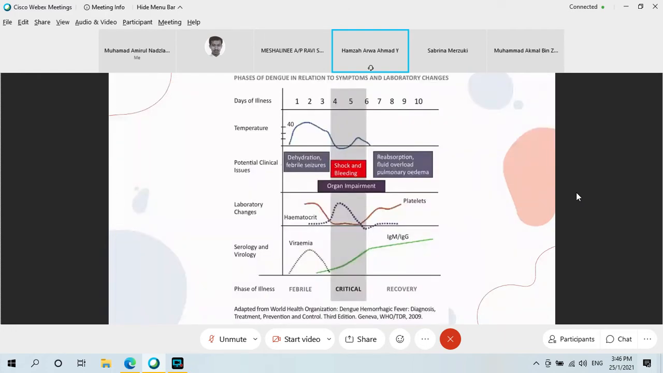So this is a chart that illustrates the phases of dengue in relation to the symptoms and laboratory changes. You can see that each phase has its own symptoms: the febrile phase starts with dehydration and febrile seizure, the critical phase will start with shock and bleeding, and recovery will have the reabsorption of fluid, fluid overload, and pulmonary edema. And you can see the laboratory investigations such as hematocrit, platelets, and IgM and IgG. Okay, next. You can refer to it later.